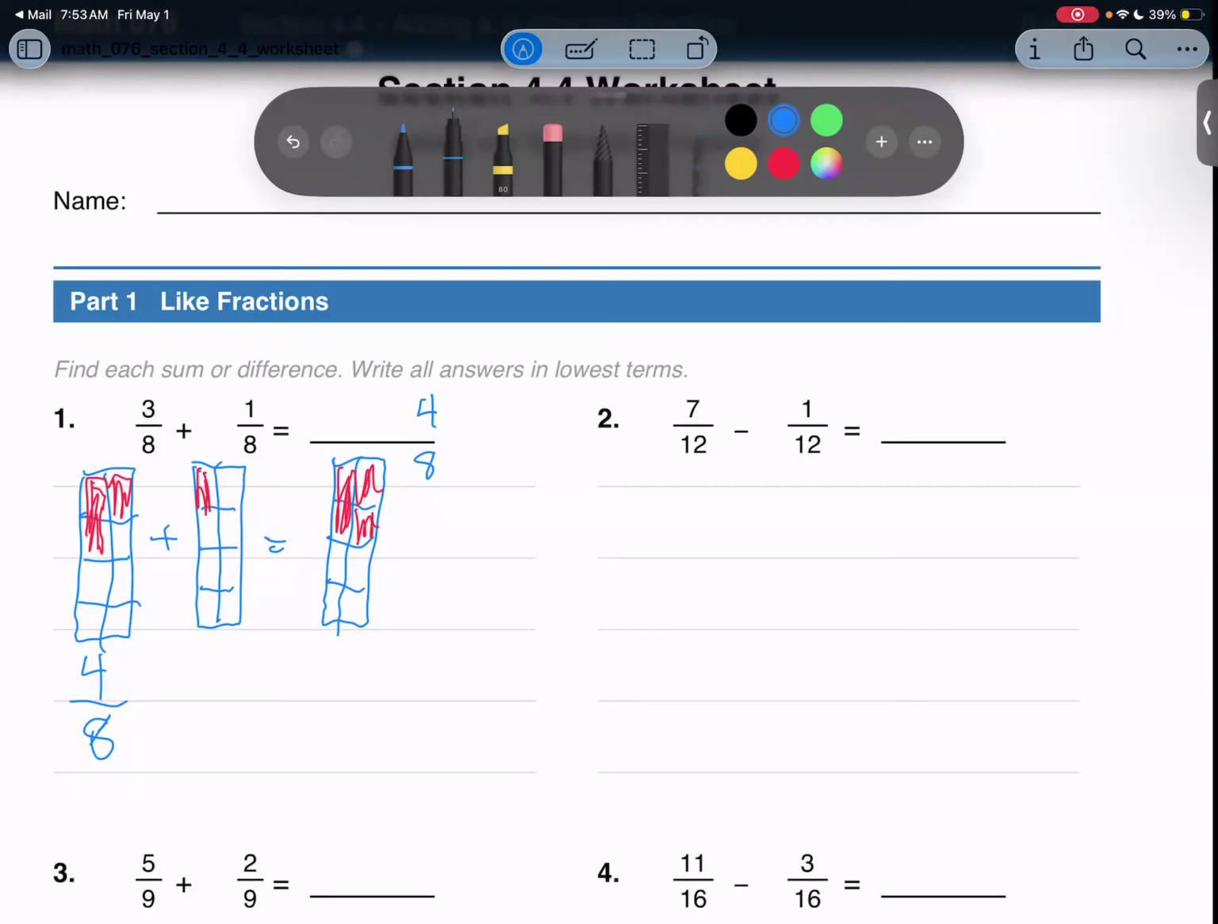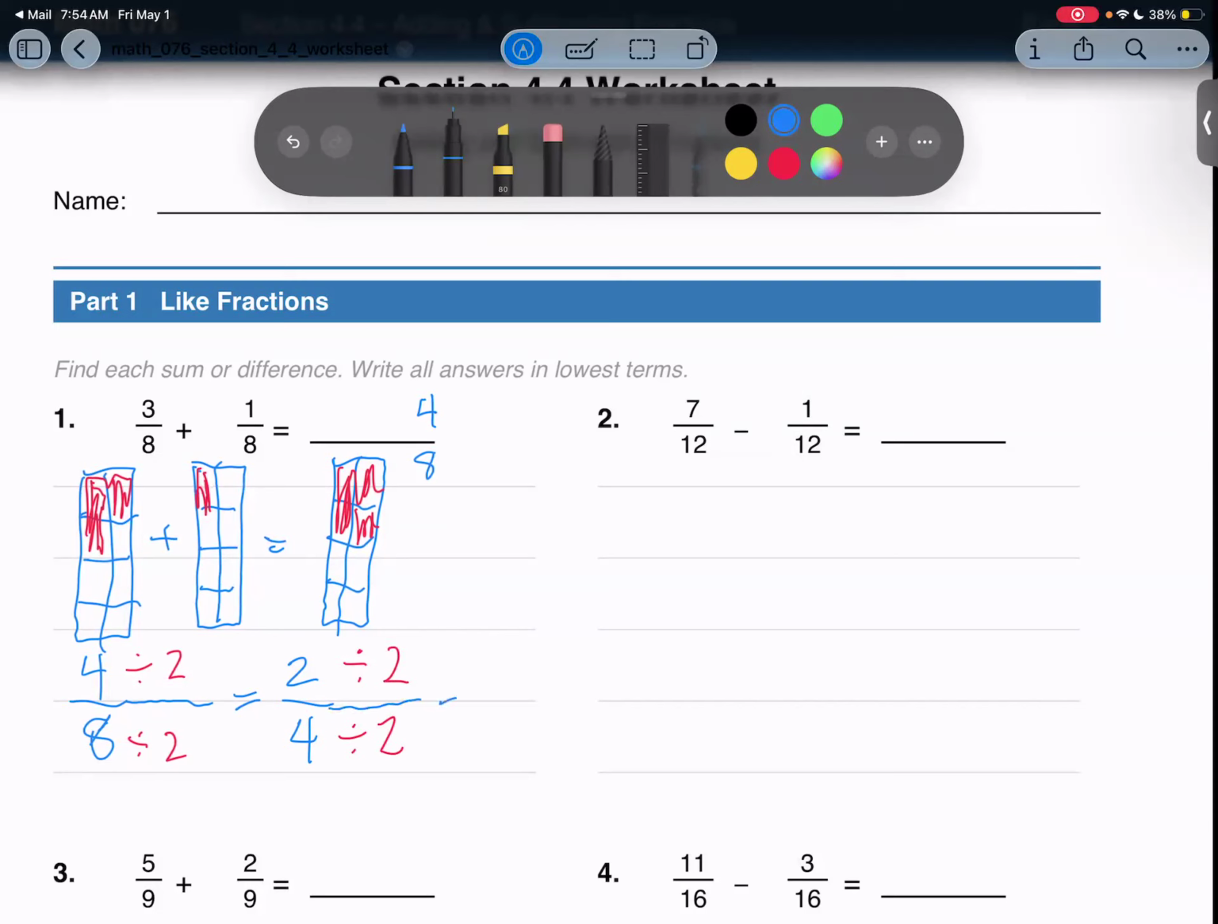So I can reduce 4/8 by, one, I notice they're both even, so I could take out 2 from both terms. Now I can do it the way I did last time, or I can do another way too, where I divide the numerator and the denominator by 2. So 4 divided by 2 is 2 over 8 divided by 2, 4. 2/4. Now is 2/4 fully reduced? No, because I notice they're both even again. So I can once again divide numerator and denominator by 2 and see what happens.